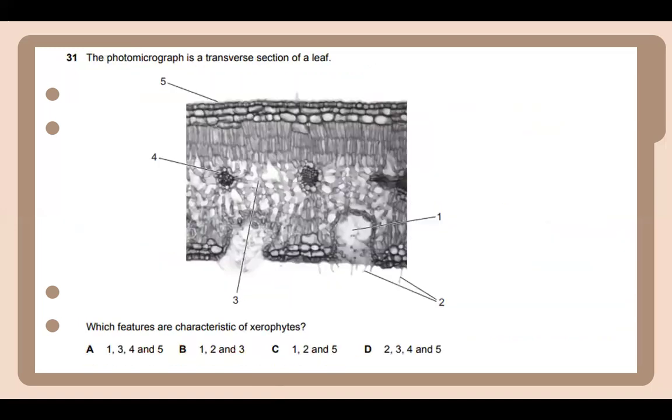The photomicrograph is a transverse section of a leaf. Which features are characteristic of xerophytes? The answer will be number 1, number 2, and number 5.